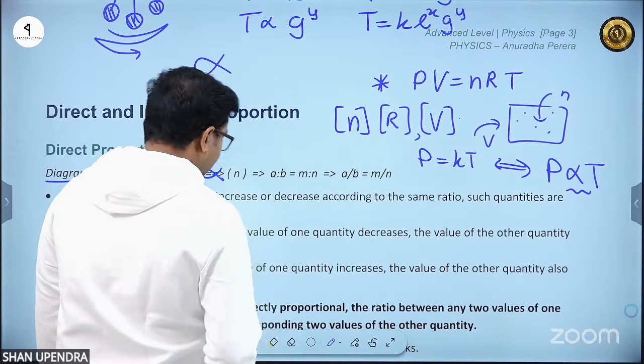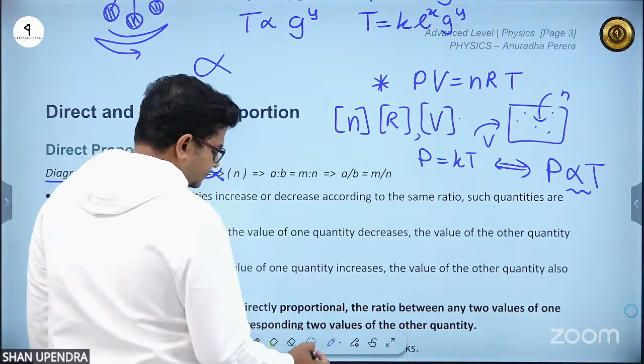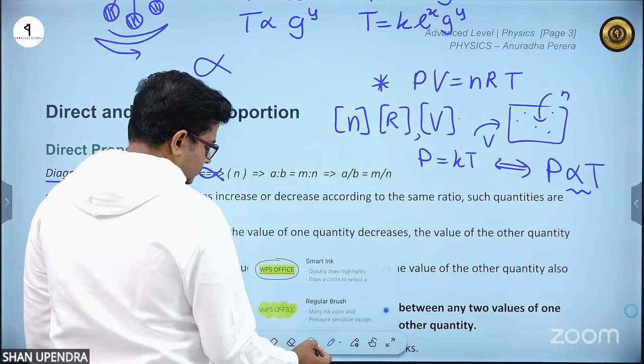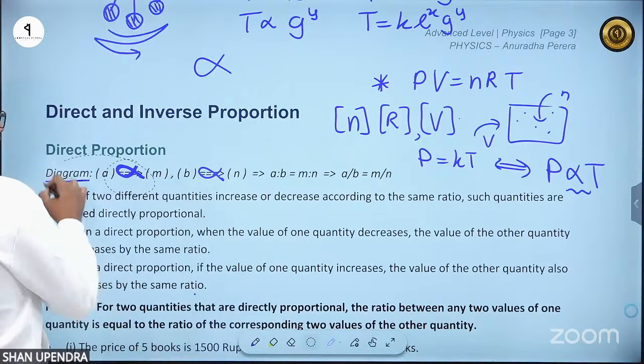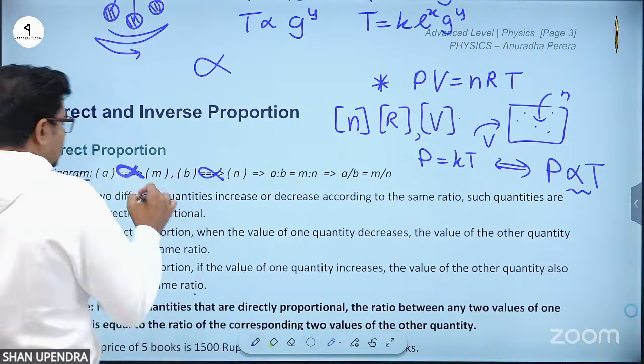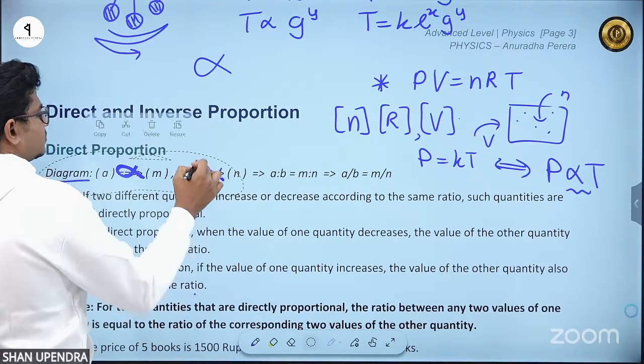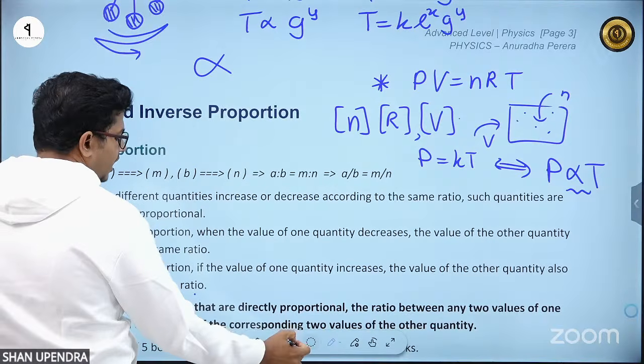So here the symbol is not correct. We can put A directly proportional to m. So the symbol is not correct in this tute. You can put the direct proportional symbol.